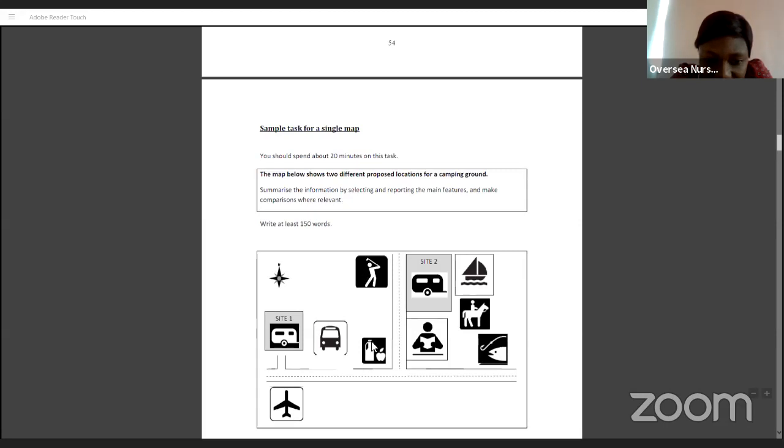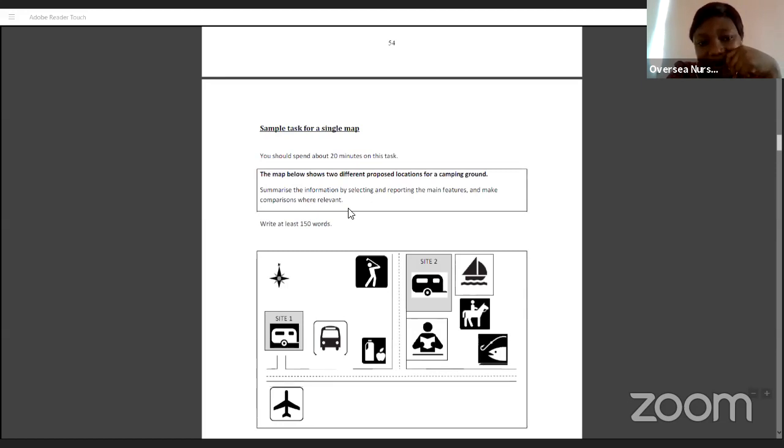Northeast, southeast. Where is this located? South. Completely south. Where is this located? Southwest. Where is this one located? Northwest. This is on the northwest. Okay. So now, where is the site? These are the two sites that are proposed. So this is site 1 and this is site 2.